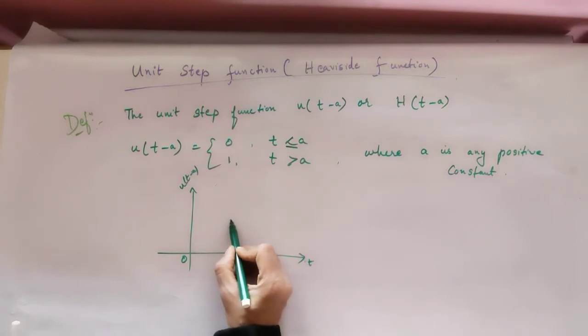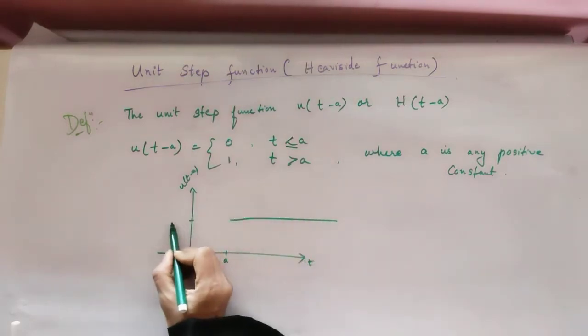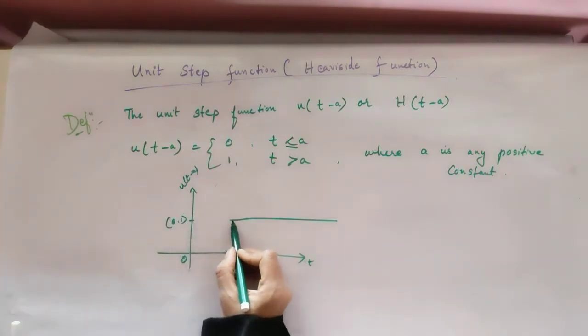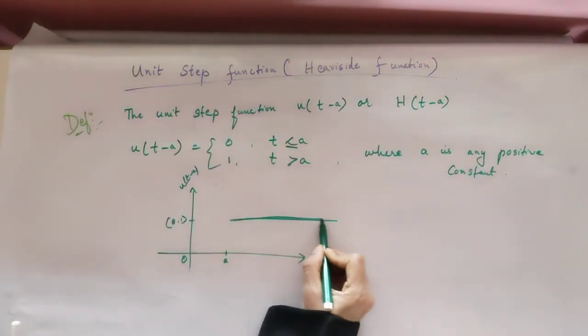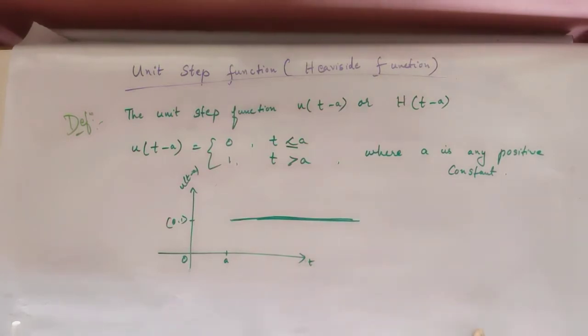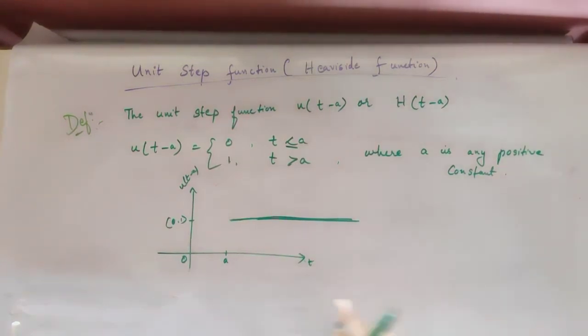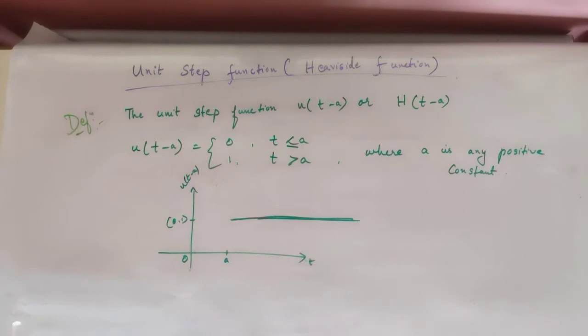We cannot exactly show it, but if this is, suppose, 0 comma 1 over here, it will take the value 1. So this is the graphical representation of the unit step function. As you just cross that a, you will get the unit step function value to be 1. Otherwise, before that it will be 0. This is the definition of the unit step function.